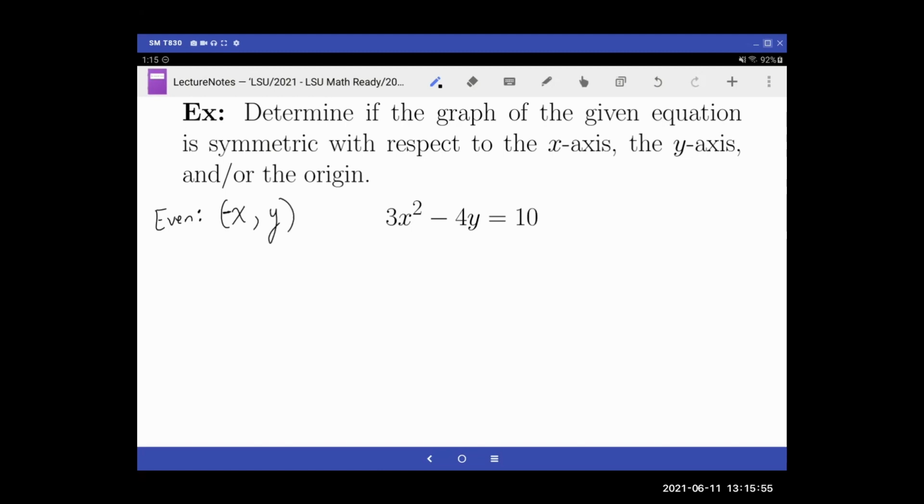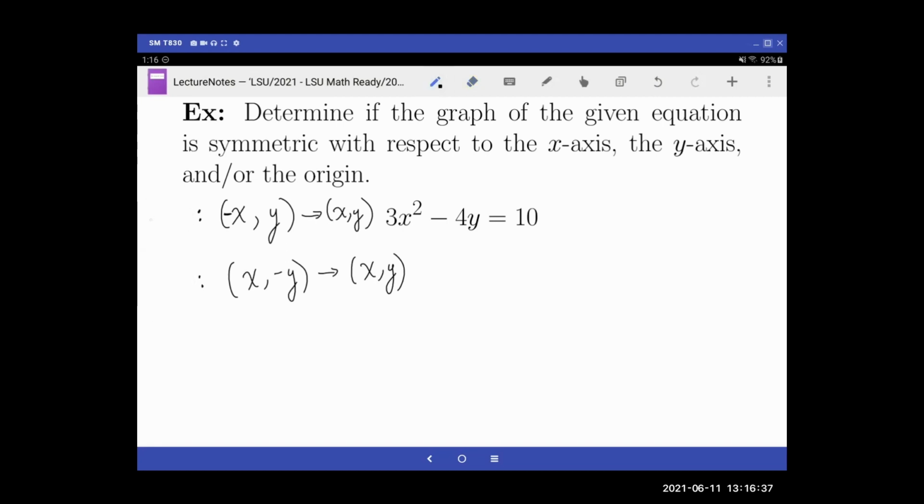changing your x to a negative x does not actually change the problem. Okay? All right. If it's odd, changing the y to a negative y does not change the equation. Oh, not even and odd. That's why I'm getting confused.